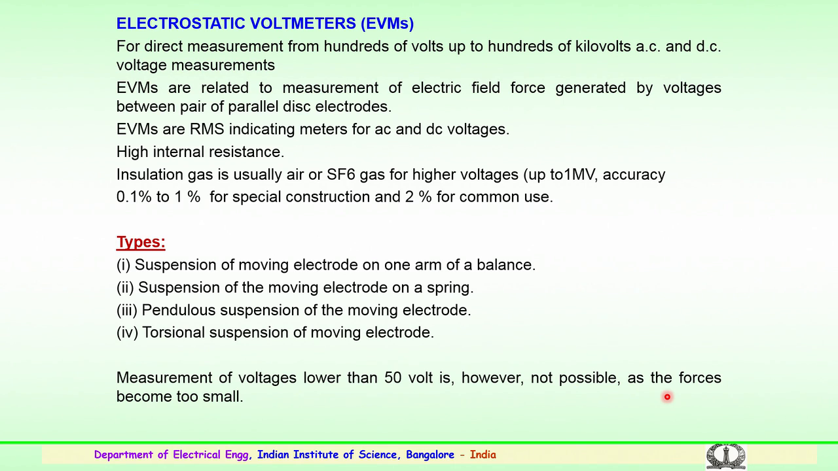The second is a suspension of the moving electrode on a spring. The third is a pendulous suspension of the moving electrode, and fourth is a torsional suspension of the moving electrode. Measurement of voltages lower than 50 volts is very difficult, it is not possible, as the forces become too small and the values for less than 50 volts will be very difficult to measure with the help of electrostatic voltmeters.